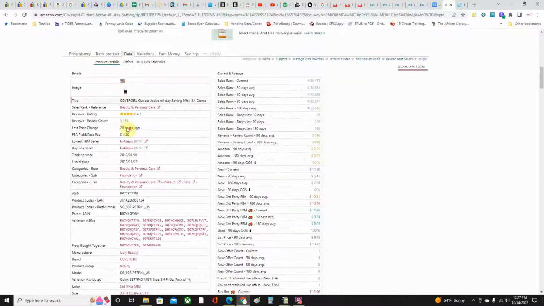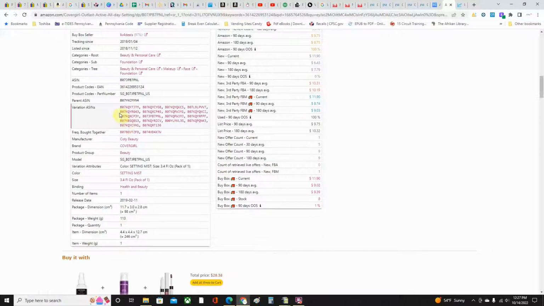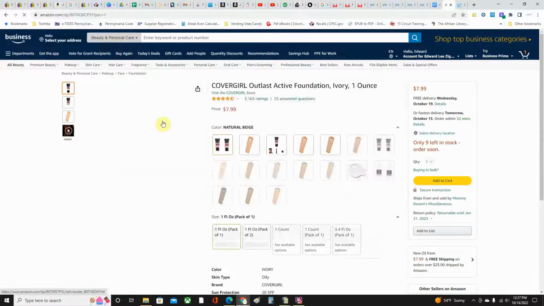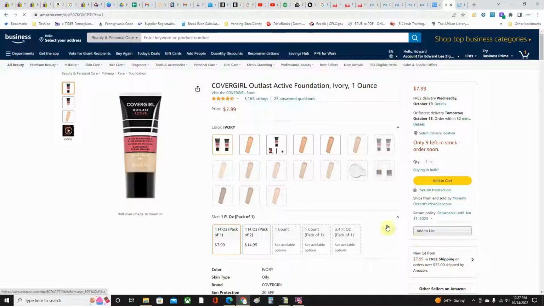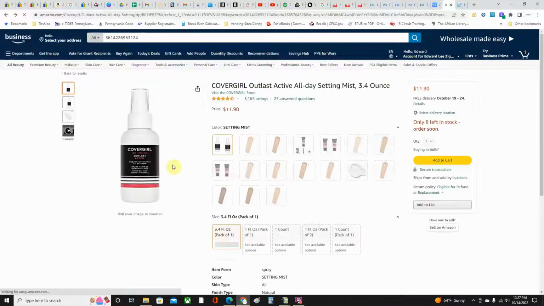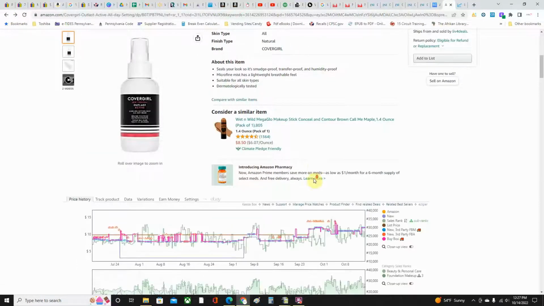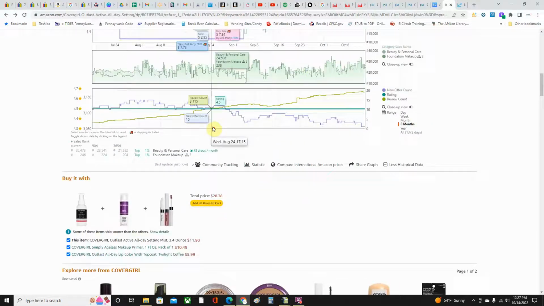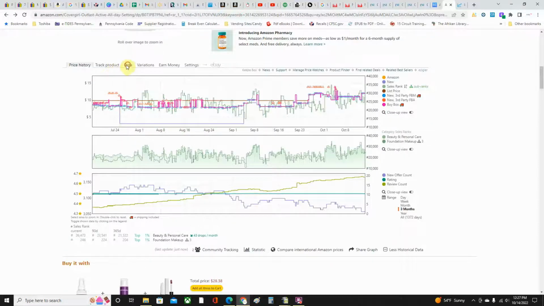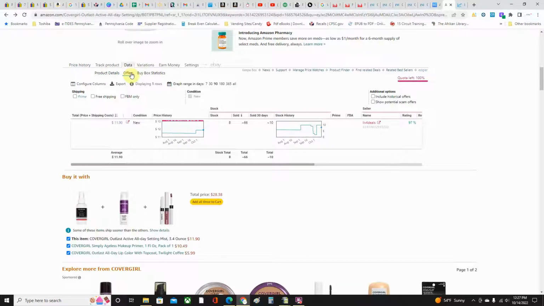So the product details basically breaks down all the details about the product, the variations of ASINs and everything like that. You can click on these and it'll take you to different things that are selling too. So you can also use that tab to find different products if you wanted to sell. You can use it to find bundles, all of that good stuff. But let's go back to data, and then we're going to go to offers.